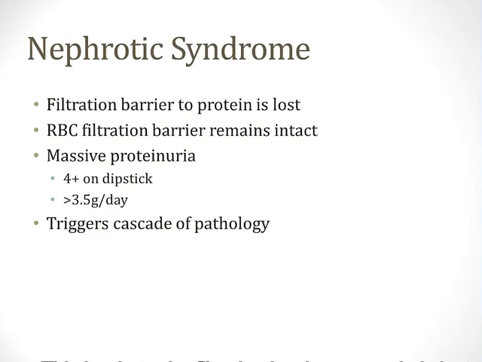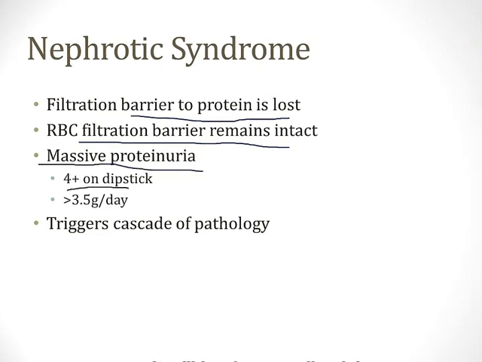This is where the filtration barrier to protein is lost, but the red blood cell filtration barrier remains intact. These patients have massive proteinuria. It will be 4 plus on a dipstick and more than 3.5 grams per day if you do a 24-hour urine collection. And the loss of all that protein and albumin triggers a cascade of pathology that results in all the symptoms of the nephrotic syndrome.